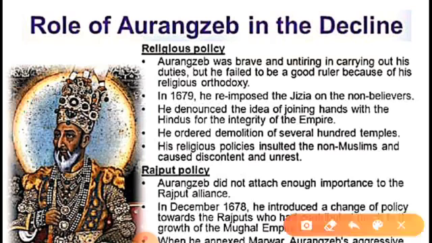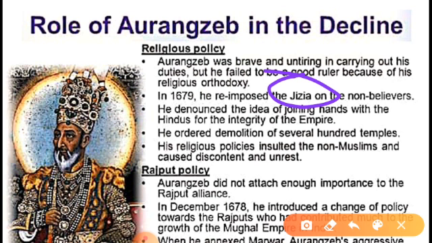Regarding religious policy, Aurangzeb was brave and untiring in carrying out his duties, but he failed to be a good ruler because of his religious orthodoxy. Religious orthodoxy is a very important cause. In 1679, he reimposed the jizya on the non-believers. So he imposed some taxes on the non-Muslims. This is the jizya.